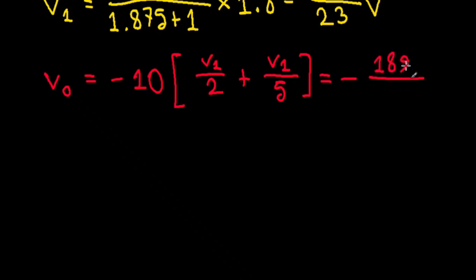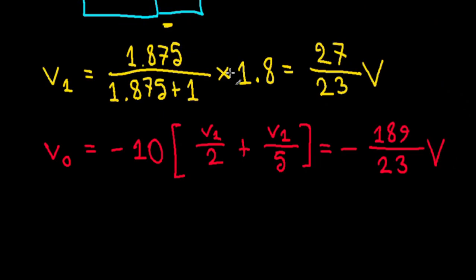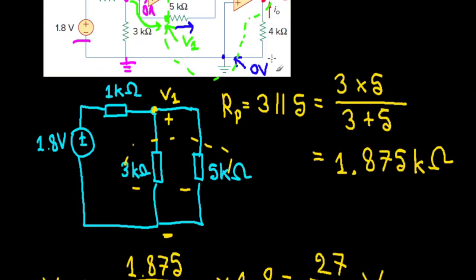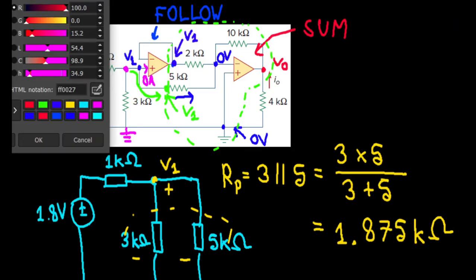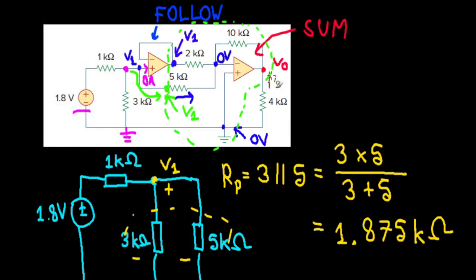I just don't want to make any approximations until we get to the final answer. That's why I'm leaving this as fractions. I'm pretty sure it's probably infuriating to a lot of those who are studying electrical engineering. It is, we usually don't like seeing fractions so much as numerical answers. But anyways, we are not done yet.